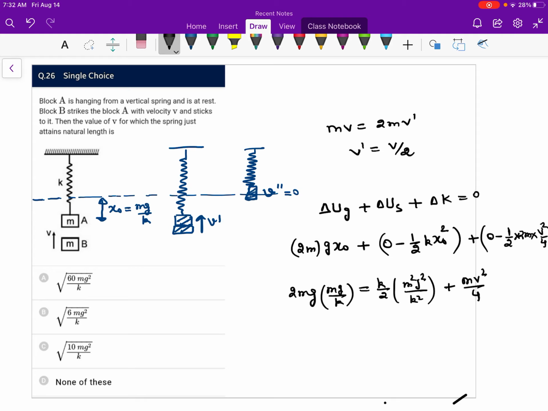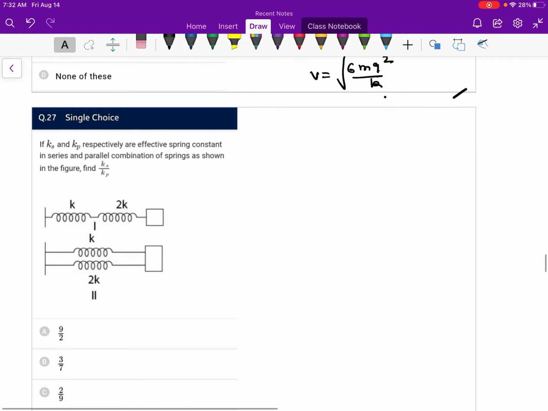So let's take m square g square by k common: m square g square by k times (2 minus 1 by 2), which is 3 by 2, is equal to mv square by 4. So v is the square root of 6 mg square by k. So this is the correct option.